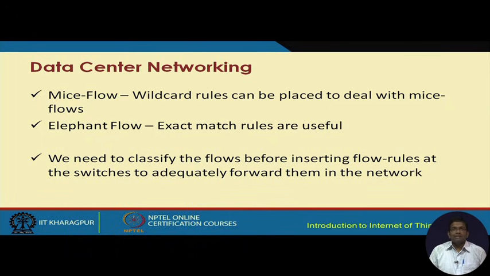What is suggested is that for the mice flow, wildcard rules can be placed to deal with these flows, and for the elephant flows, what is required is to have an exact match of the rules. So, we need to classify the flows before inserting the flow rules at the switches to adequately forward them in the network. If it is an elephant flow, we have to have an exact match. If it is a mice flow, we will go for a wildcard match.